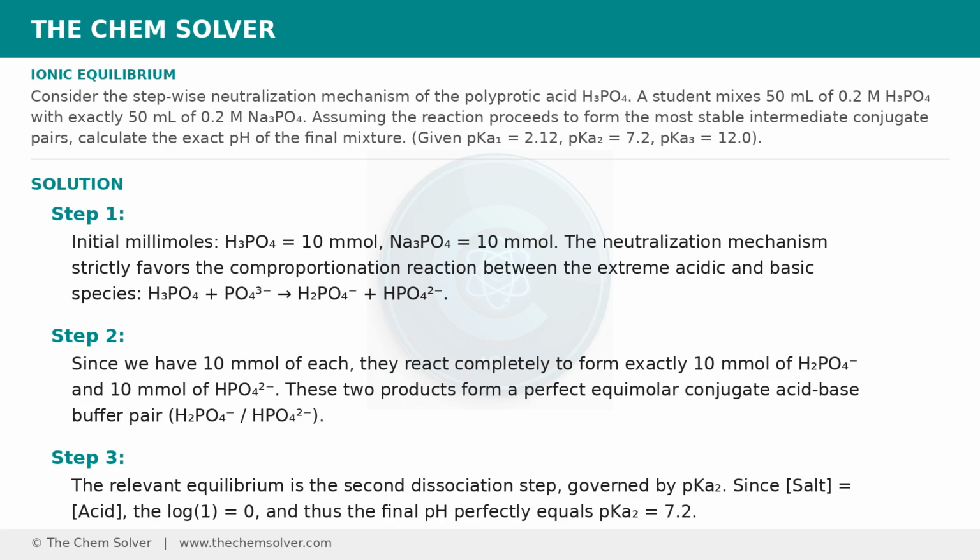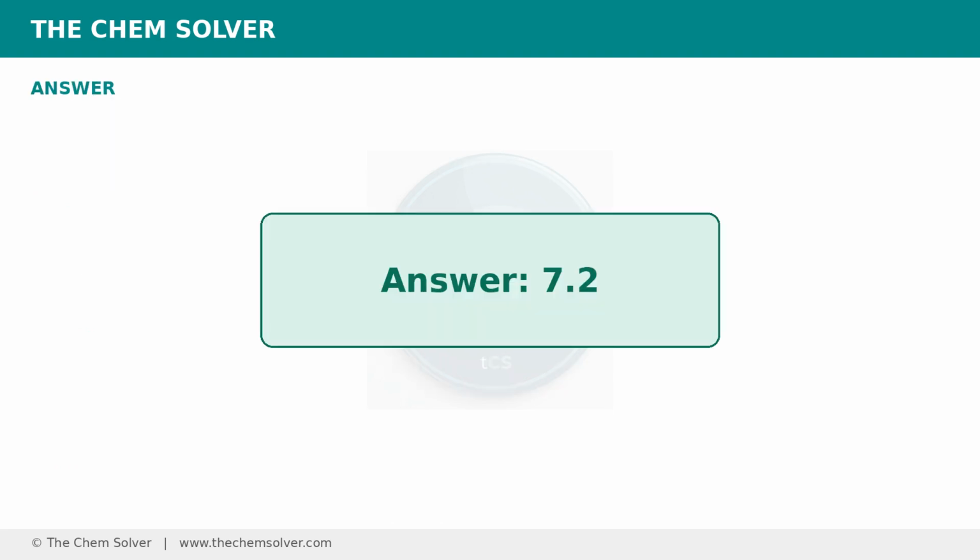The relevant equilibrium is the second dissociation step, governed by pKa₂. Since salt equals acid, the log of 1 equals 0, and thus the final pH perfectly equals pKa₂, which is 7.2. The answer is 7.2.